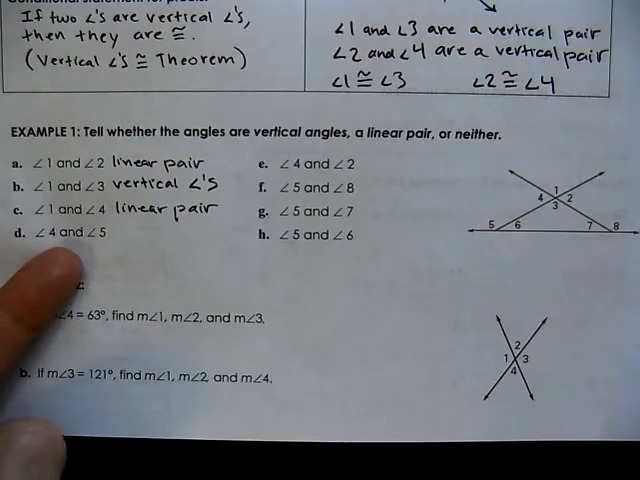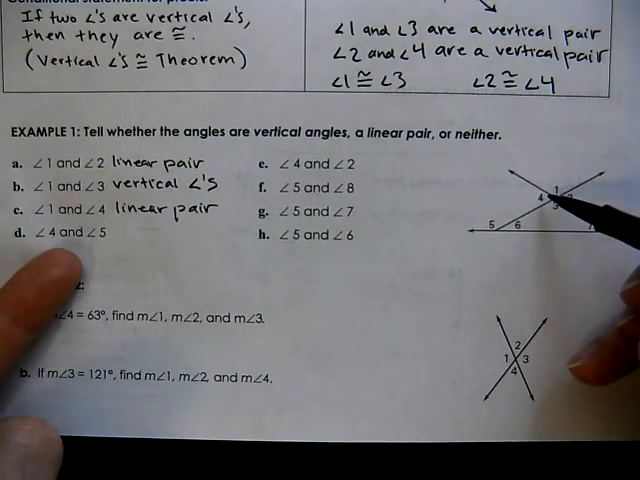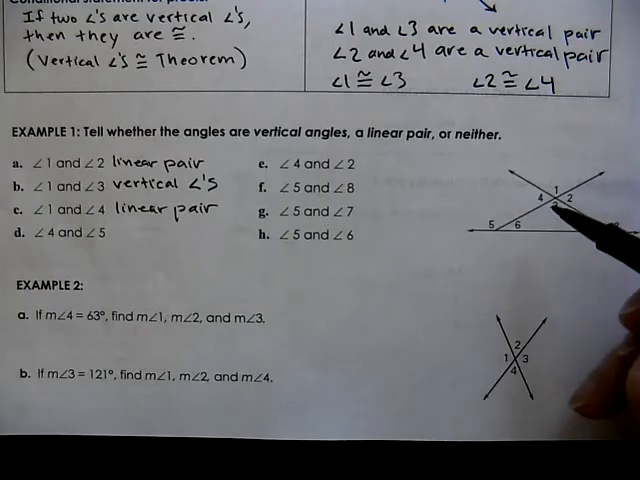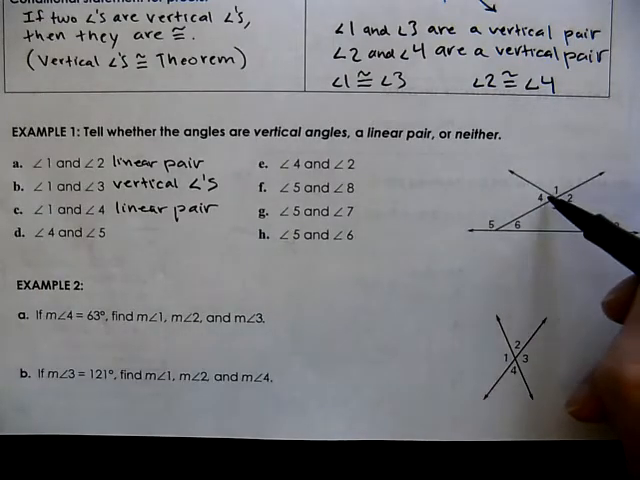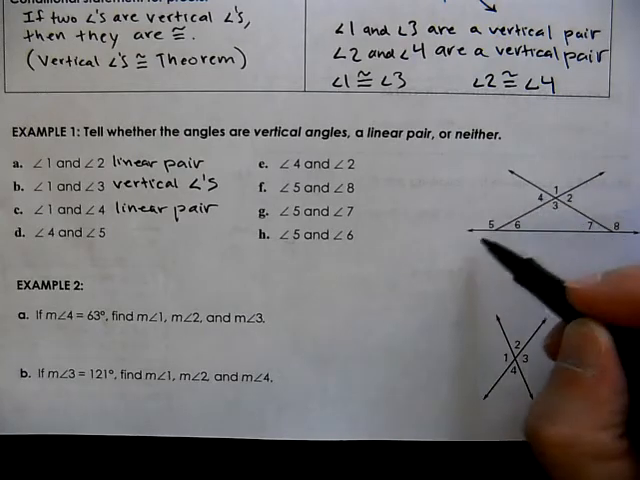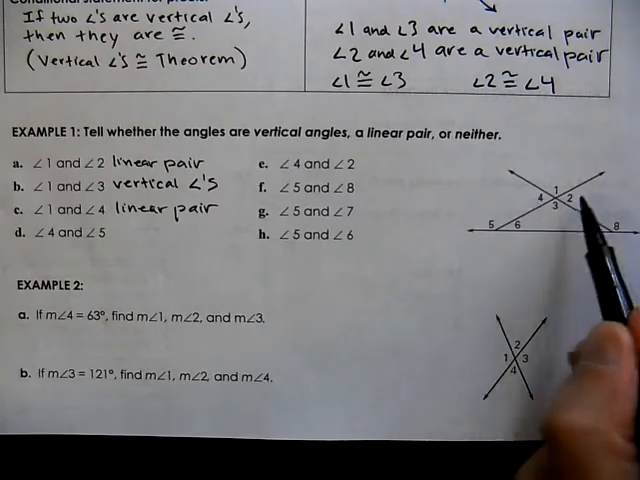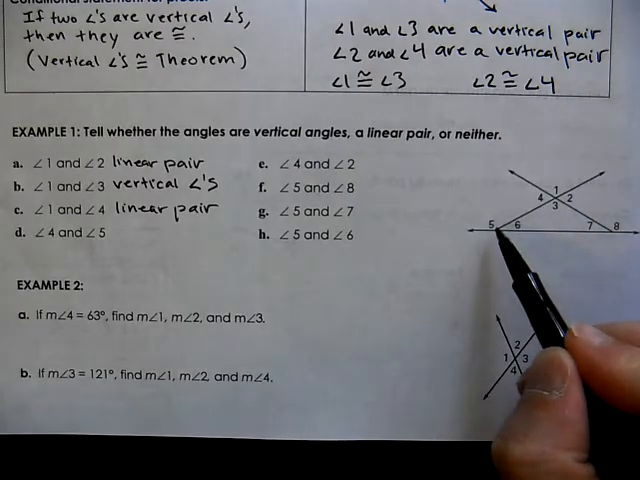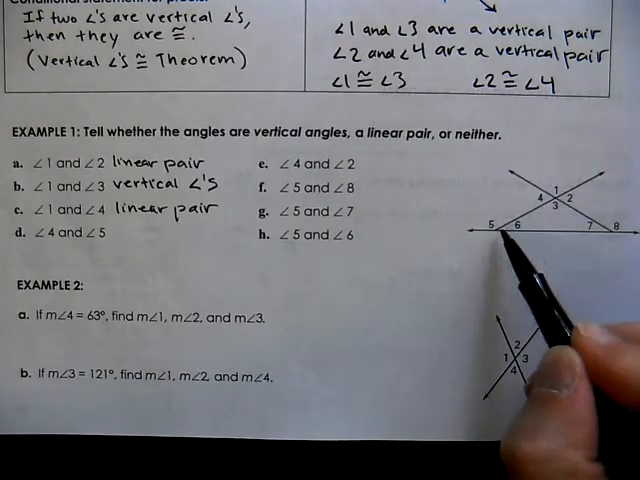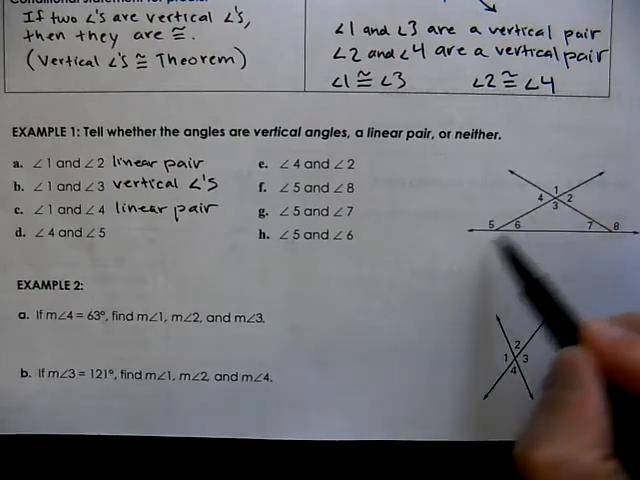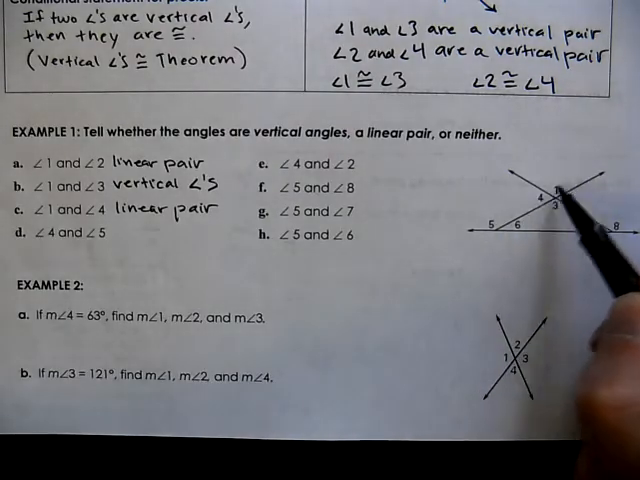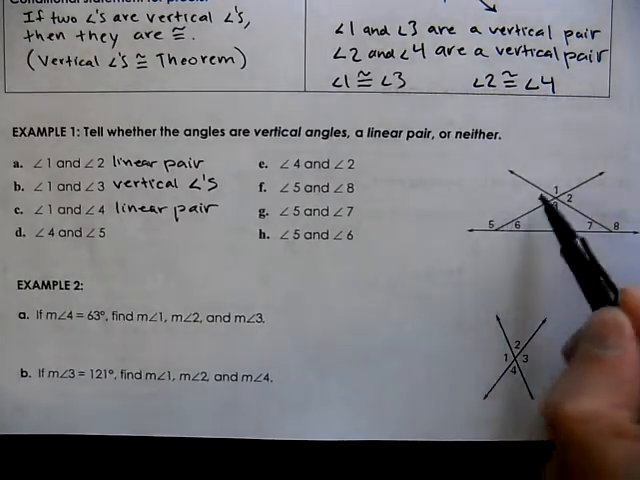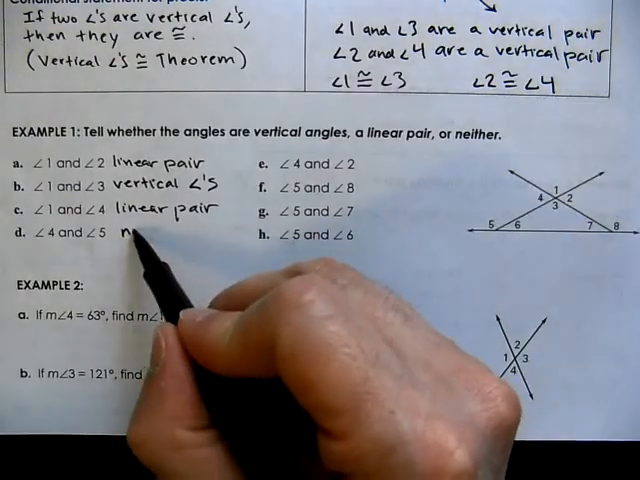Lastly, in this column, angle 4 and 5. Here's 4, and here's 5. Notice that they do not exist next to each other. They're sort of far apart here. 4 and 2 would be vertical angles. 4 and 5 are not vertical angles. 4 and 5 have a common side, but it doesn't point in opposite directions. It doesn't form a straight line the way 1 and 4 do. 1 and 4 is a linear pair, but 4 and 5 is not a linear pair. So this is neither.